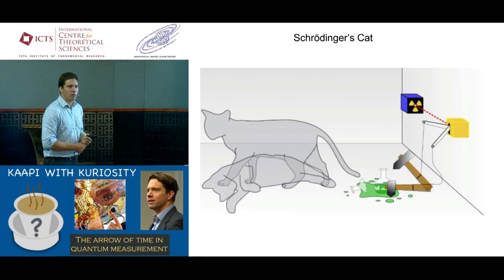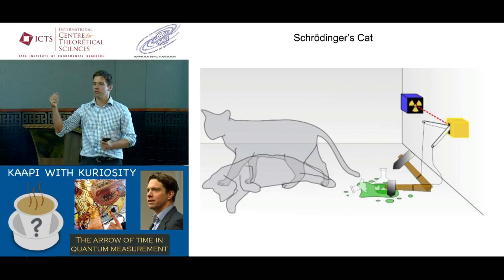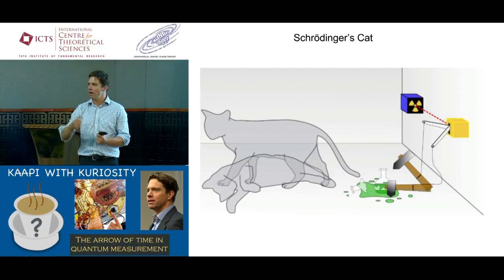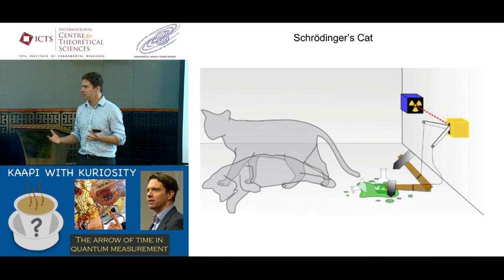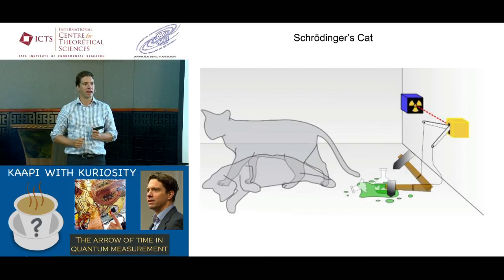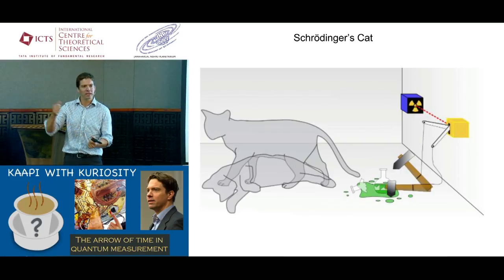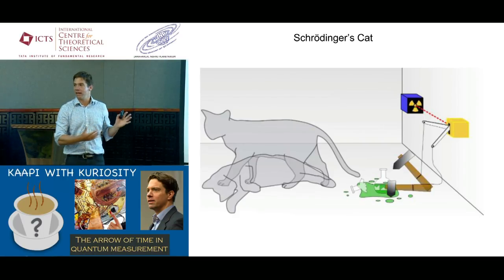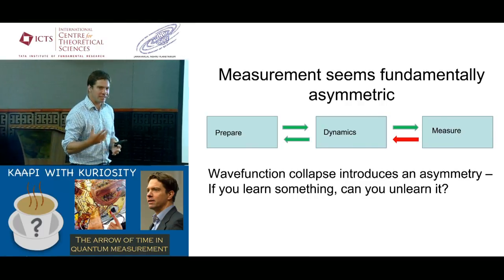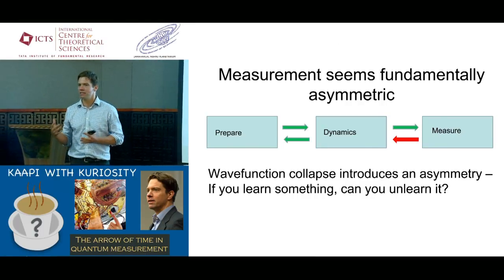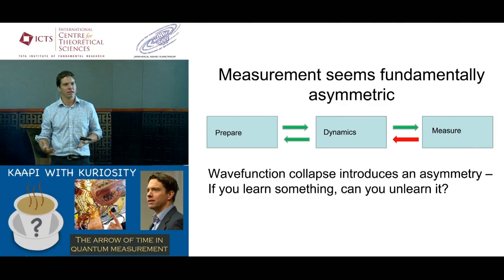So this is a thought experiment about measurement, because what if we open up this box? Well, the cat has to be alive or the cat has to be dead. Okay? So by opening the box, we either revive this half-dead, half-alive cat to life, or we force it to die. So the act of looking in the box fundamentally changes the state of the cat. So measurement seems fundamentally asymmetric. It seems like this might be really the thing that gives us an arrow of time.